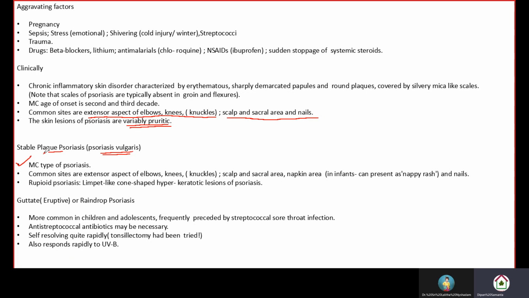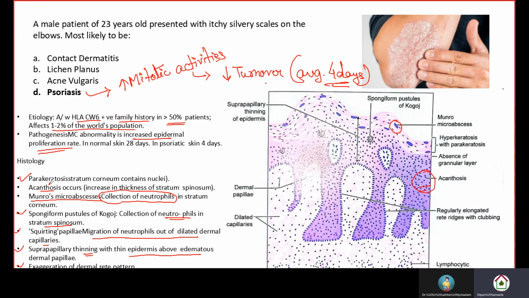The most common type of psoriasis is stable plaque psoriasis. Common sites are the extensor aspect of elbows and knees. So the one given in the question is stable plaque psoriasis, if we categorize it.